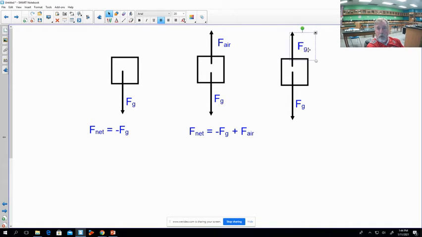Why do we call it normal? Because it is normal to the surface. Normal to the surface meaning it's perpendicular to the surface. Right? So if our box is just sitting on the ground, right? Let me put some descriptions above these.